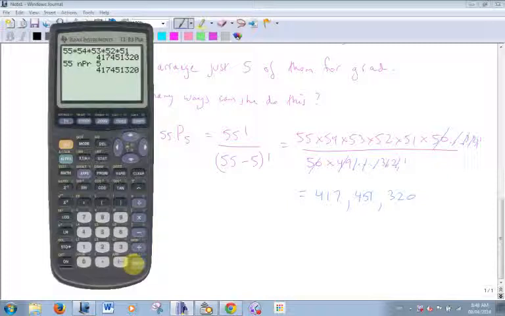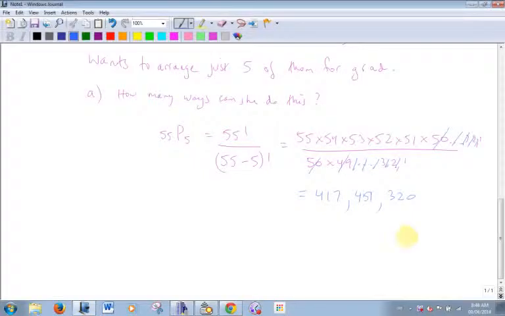So, what does nPr mean again? I'm arranging r items from a possible n. How many permutations can I get? Okay? That's what that says. A lot. Okay, so I'll just write here, use nPr function on TI.